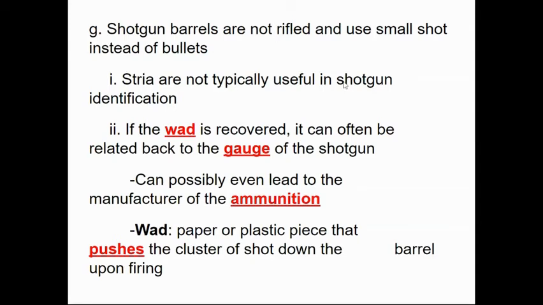Shotgun barrels are not typically rifled, and they use small shot instead of bullets, although you can have a shotgun barrel that is rifled, technically. Stria are not typically useful for shotgun identification, therefore.